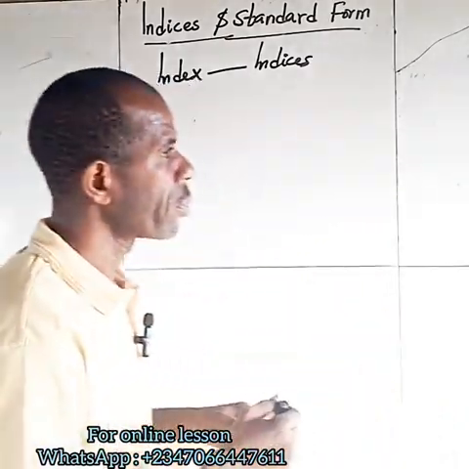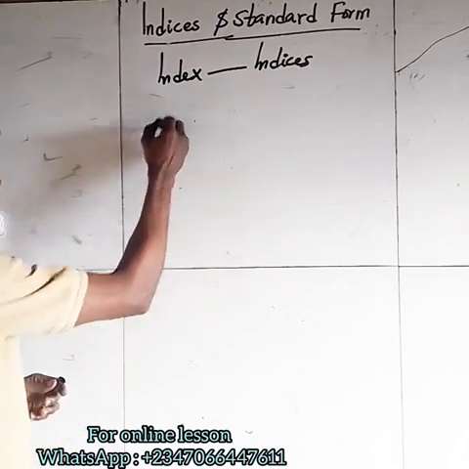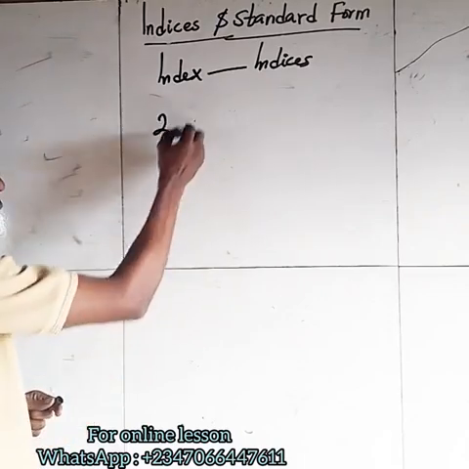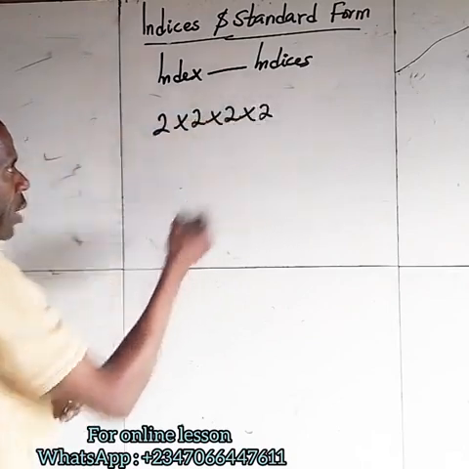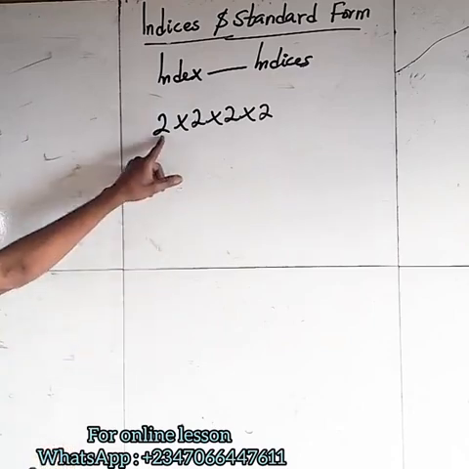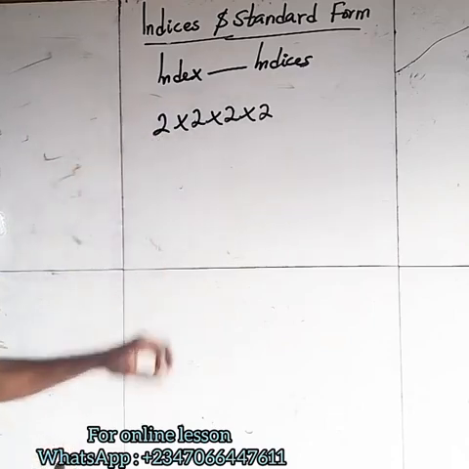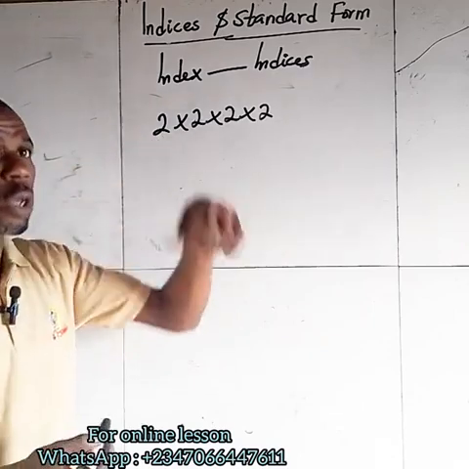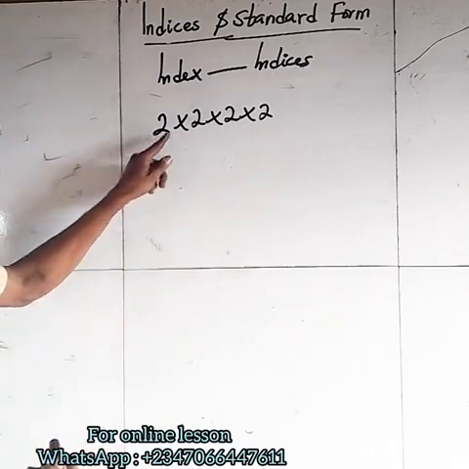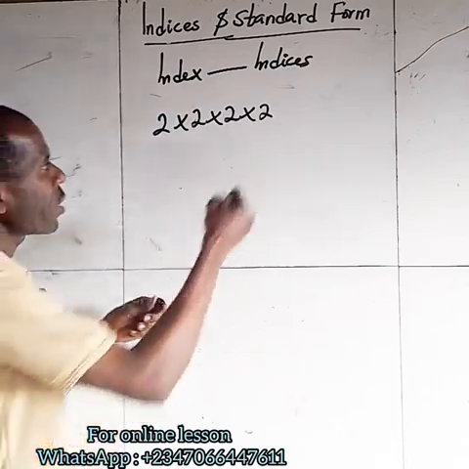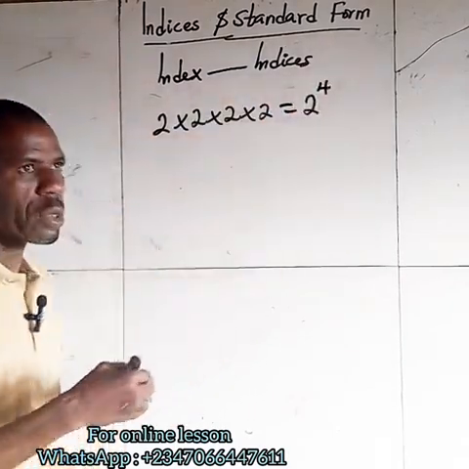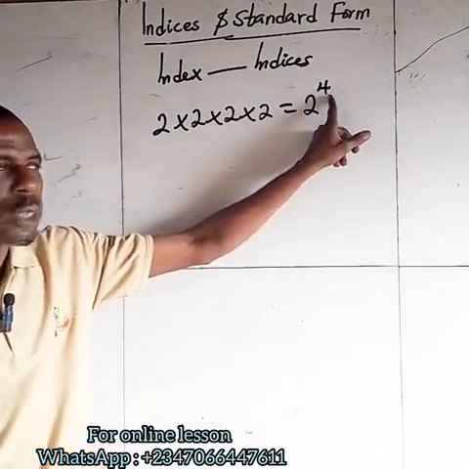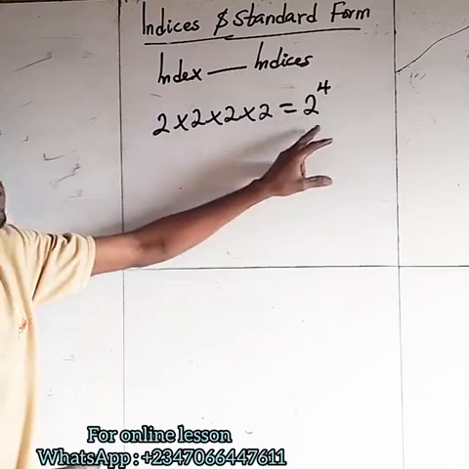Let's say, for example, let's look at the number 2. Then I multiply 2, 2, 2. Now, when you look at it, how many times is this 2 multiplied? That 2 is multiplying itself. Now, you count how many times? 1, 2, 3, 4. Now, writing it in index form will give you 2, then put the number of times here at the top. This is how index is formed.